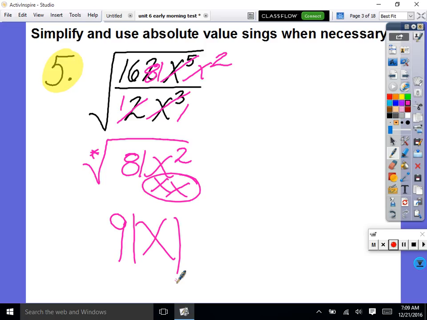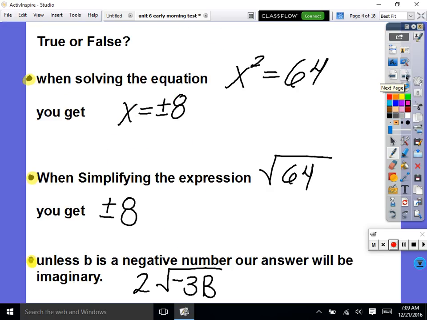Okay. All right, now there's going to be random places on the test where I ask you similar questions to the way I'm wording it here. I'm not wording it exactly the same, so if you pay attention, you should get the idea here. So it says true or false: when solving the equation x squared equals 64, you get plus or minus 8. Is that a true or false statement?